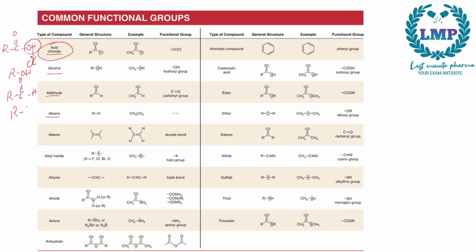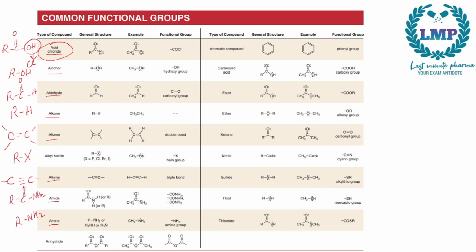Alkene would be C double bond C, with two other groups attached to each carbon. Alkyl halide would be written as R, which is any alkyl group, along with the halogen group, that is, the halogen group will be marked as X. The halogen groups we can include are chlorine, bromine, fluorine, iodine. Now if we look at alkyne, alkyne would be C triple bond C. Amide would be written as R C double bond O NH2. Amine will be written as R with an NH2 attached directly.